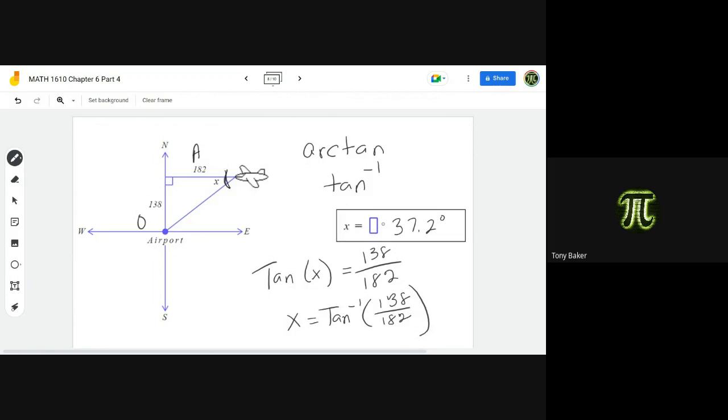That's the final answer for that one. You don't need to find H. In this case, they just wanted that piece of information. They just wanted to know the angle that they have to turn at. All right, let's do one more of these, and then we'll go into the more complicated ones.